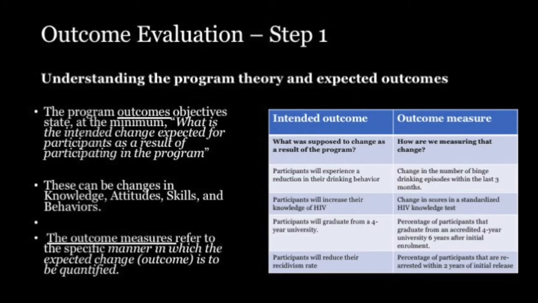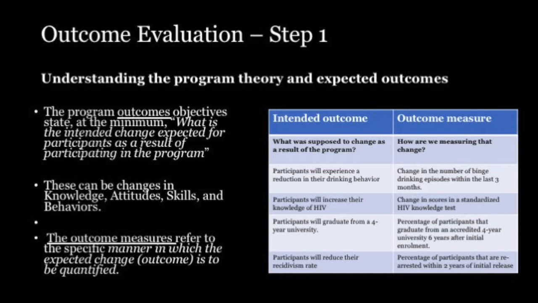So the program outcome objective, like what we talked about, is going to state what is the intended change expected for participants, right? And these changes can be changes in knowledge, changes in attitudes, changes in behaviors, changes in skills. And sometimes these changes can be measured in different ways, right? So we need to be clear about how we are measuring those outcomes, those changes.